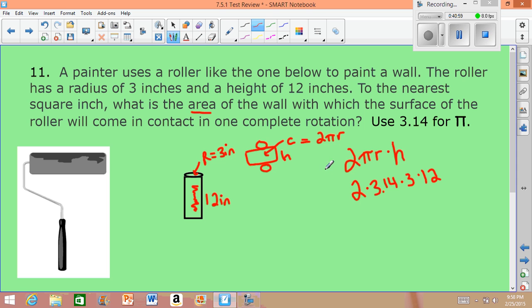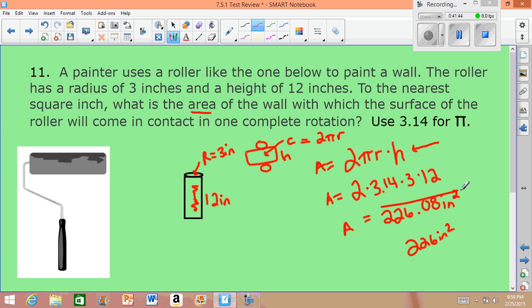Remember that you can multiply this in any order that you want. And remember that you're going to have a calculator to be able to do a problem like this on your test. Okay? And like I said, you do not have to memorize this formula right here. It's on the 8th grade STAAR chart. So after you multiply all of that business together, you end up with the answer being 226.08 inches squared. And if it asks you to round to the nearest inch, then our answer would be 226 inches squared.